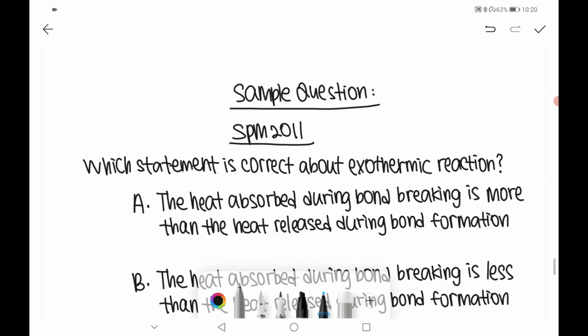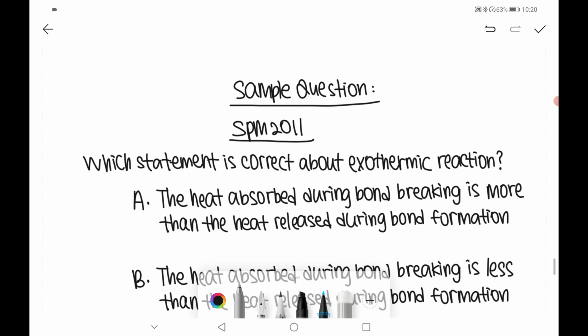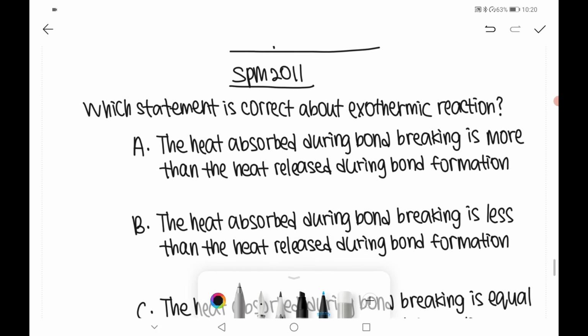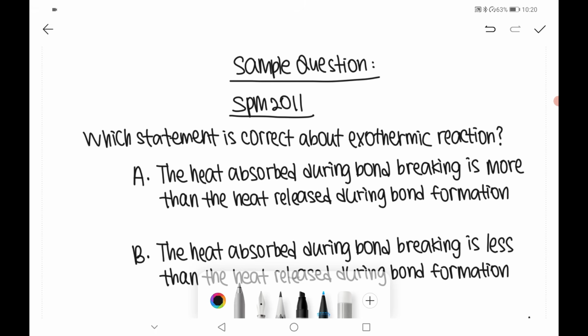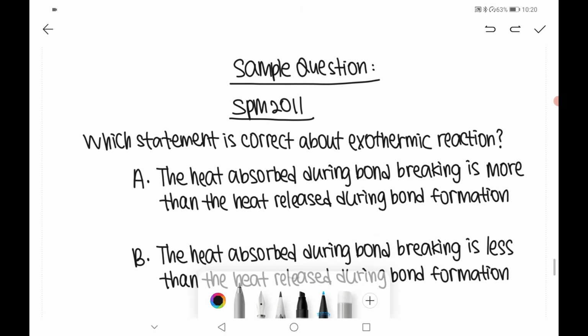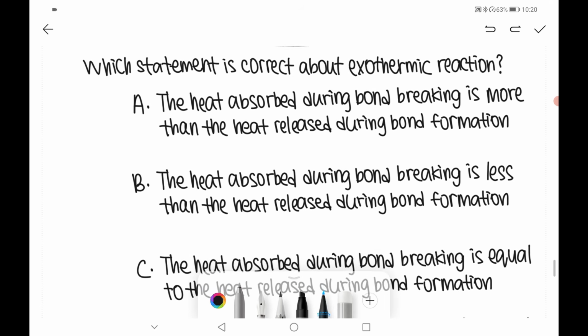Now we are done with all the concepts. I'll discuss 2 questions, then we are all done with today's lesson. The first question is a real past year question from SPM 2011. The question asks: which statement is correct about exothermic reaction? You see the answers, they look very complicated.